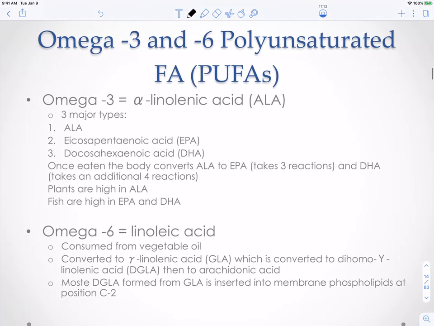So just a little bit about our omega-6 and omega-3 polyunsaturated fatty acids. We have our essential alpha-linolenic acid, which is our omega-3, and we have our omega-6 linoleic acid. Your omega-3 is going to have three types under it. We have our alpha-linolenic acid, as well as our EPA and DHA, eicosapentaenoic acid and docosahexaenoic acid. EPA and DHA are not essential.